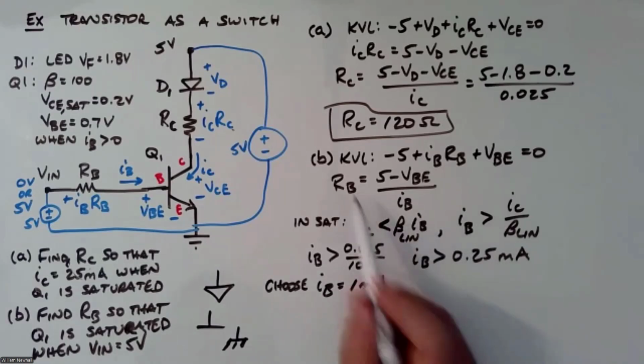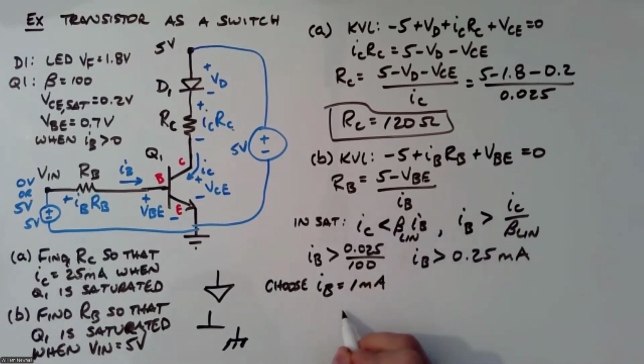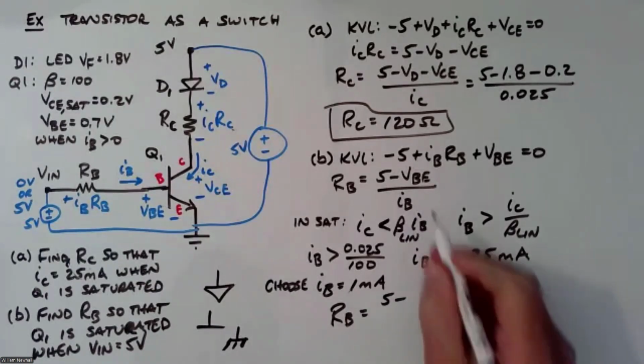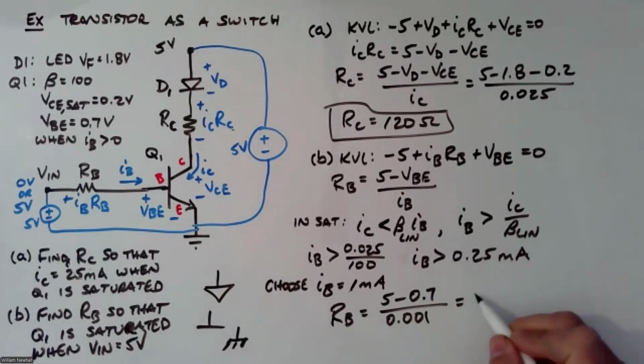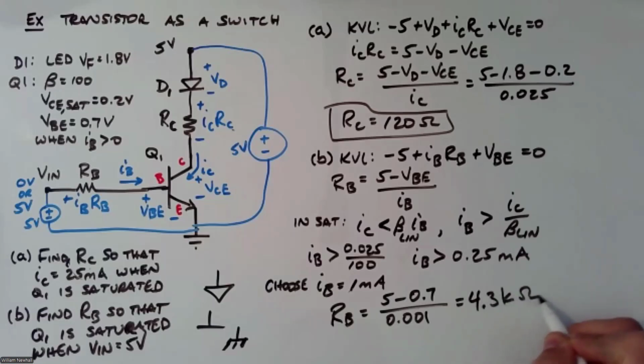Okay, so now I can go back and solve for RB. RB equals 5 minus VBE, 0.7, divided by 1 milliamp. And what's that? That is 4.3 k ohms. Right?